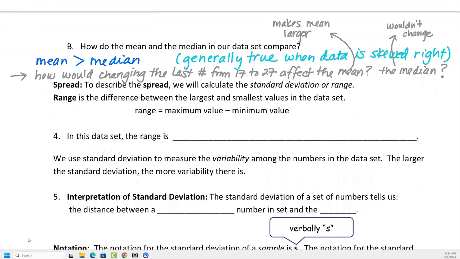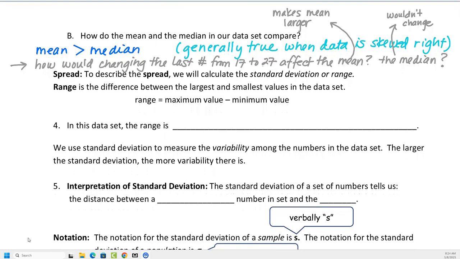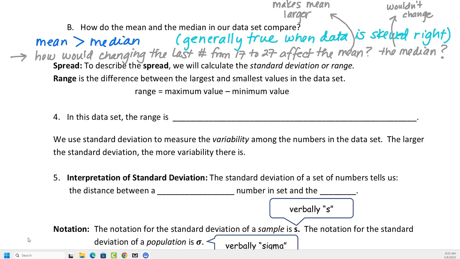Spread. Describe the spread. We will calculate the standard deviation or range. So to describe it, we're going to calculate the standard deviation or the range. The range is the difference between the largest number and the smallest number in the data set. Let me highlight that because I think that will be good to know. So it's the max value minus the min value. I think that's a good way to do it.